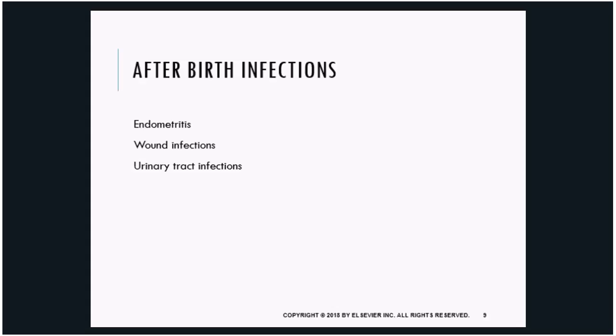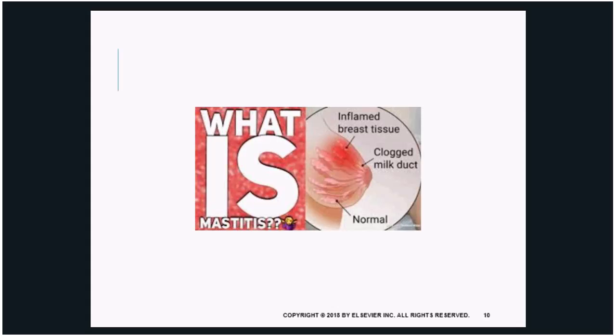Afterbirth infections can include endometritis, wound infections, and urinary tract infections, because Foleys are often placed. Mastitis, what is it? It's showing the clogged milk duct and the inflamed breast tissue.